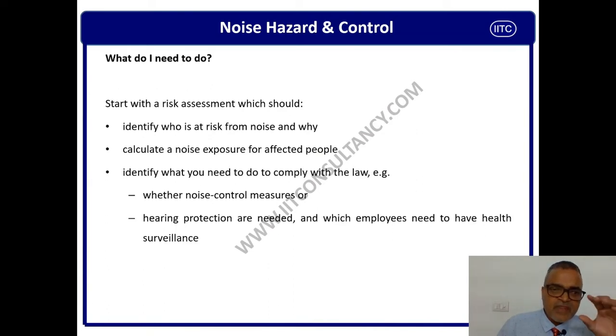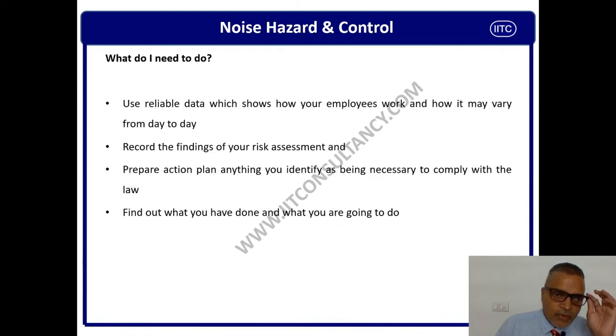Identify what you need to do to comply with the law. You have to find out how to comply with the legal requirements, whether noise control measures are there, or hearing protection is needed, or which employees need to have health surveillance. What do I need to do? Use reliable data which shows how your employees work and how it may vary from day to day. This is a very important thing.